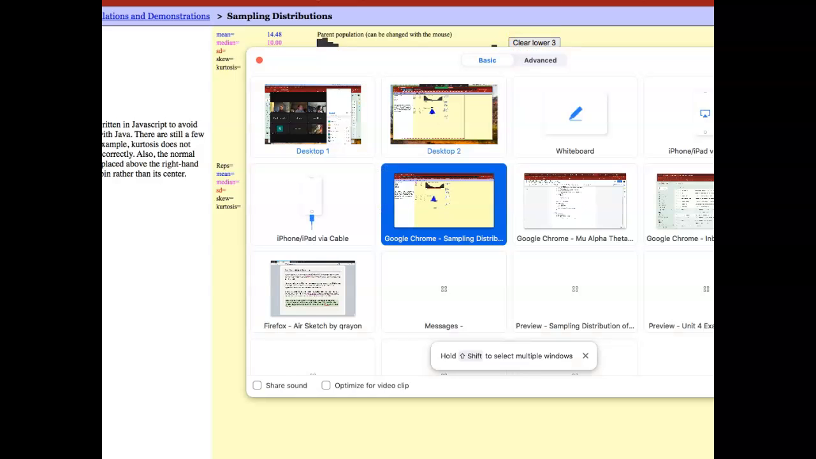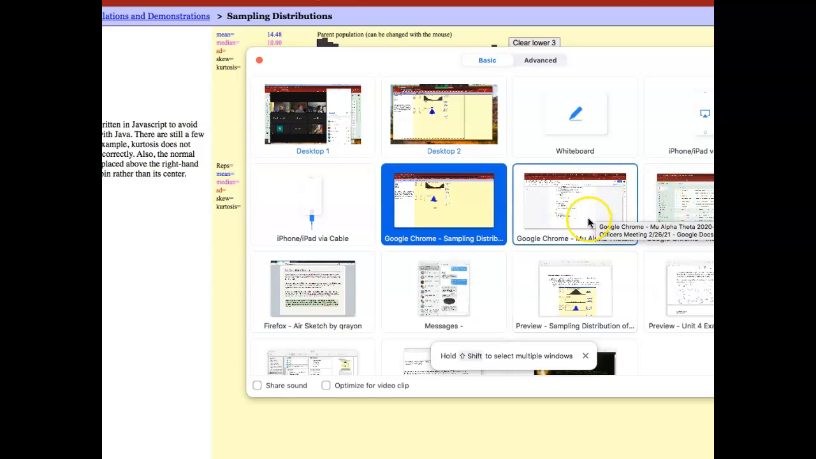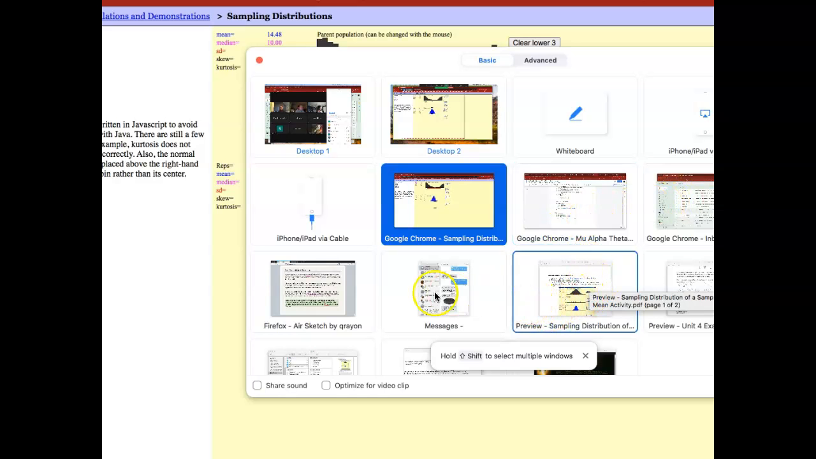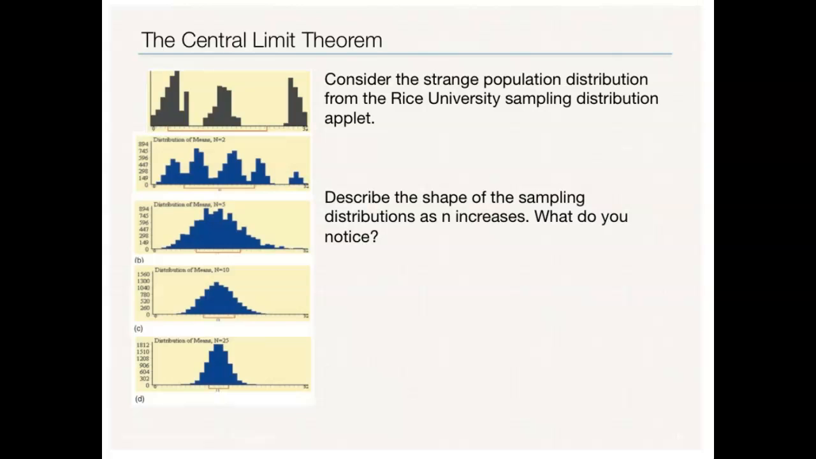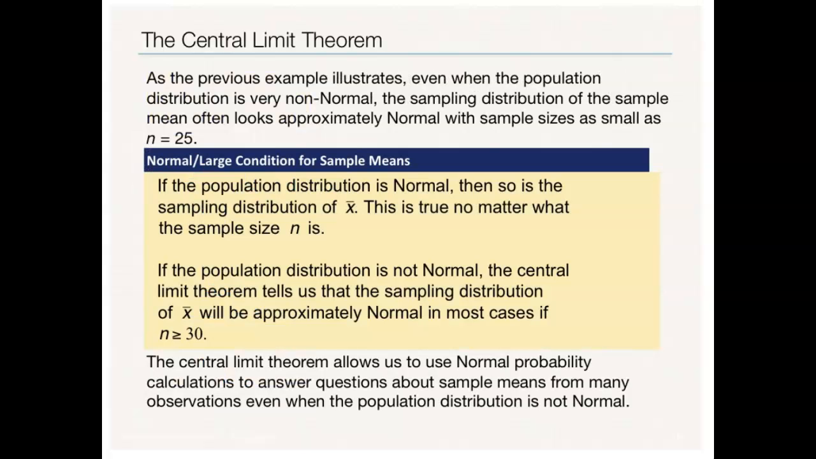So that's all the central limit theorem is saying. It's saying that as you increase the sample size, you can expect your sampling distribution to be more and more normal. All right, so what's the size where you can assume that normality in your sampling distribution? And the answer to that is 30, and that's just a rule of thumb. But this is the large counts condition for a sampling distribution of sample means.